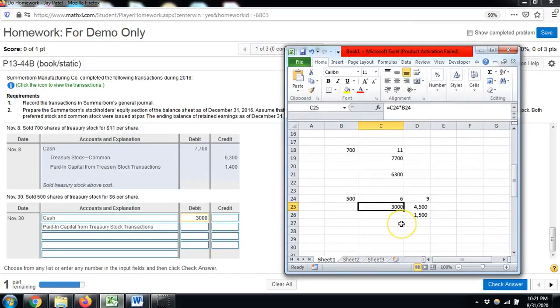And so when we sell treasury stock for a loss, we first basically zero out any paid in capital from treasury stock. Any balance in this, we first get to 0, and if there's any excess from that, then we take it out of retained earnings. So in this case, our loss at 1,500 exceeds our paid in capital from treasury stock transactions account by $100. So we're not only going to have to zero this out by debiting it, we're also going to have to debit retained earnings by an additional $100.